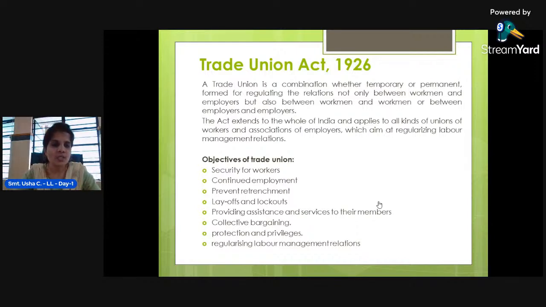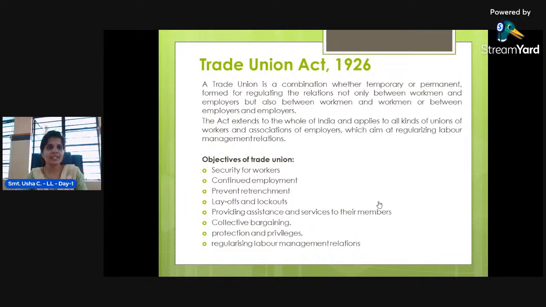So it leads to clashes in the organization, it leads to more and more mistakes. So all these problems happen. So continued employment: in order to regularize the employees, or to continue the employees in the organization for a longer period, this trade union protects them.